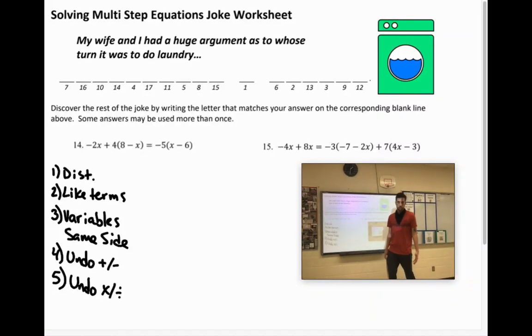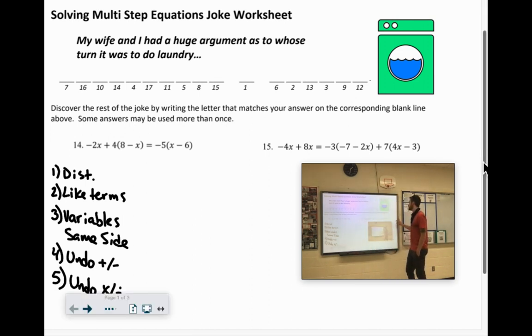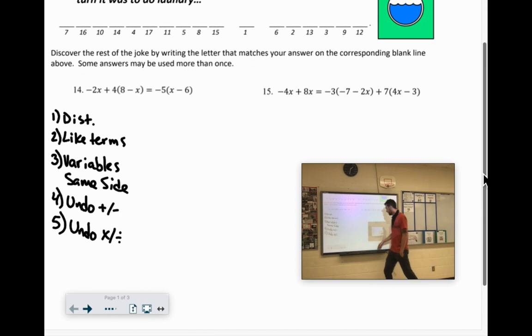Going back to solving multi-step equations, a very important thing that we learned this year. I wrote the steps over here on the left, so feel free to pause and write them down if that will help you. We're going to do two of the hardest ones here, but step one, it says distribute. So that is when you have a number outside the parentheses, you multiply it into everything in the parentheses.